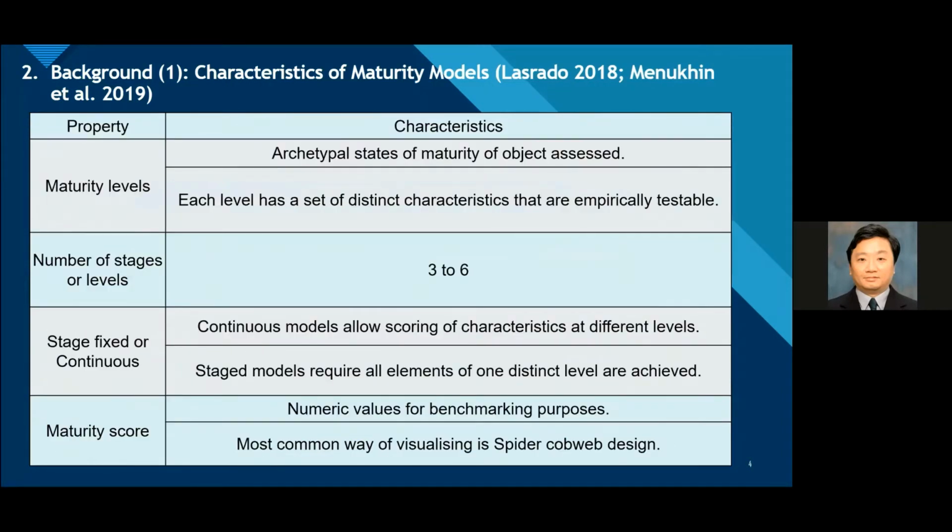Maturity levels are archetypal states of maturity, and each level has a set of distinct characteristics. The number of stages or levels can range from 3 to 6. Continuous models allow scoring of characteristics at different levels, and stage models require all elements of one distinct level to be achieved. Maturity scores are numeric values for benchmarking purposes and can be visualized using spider charts.